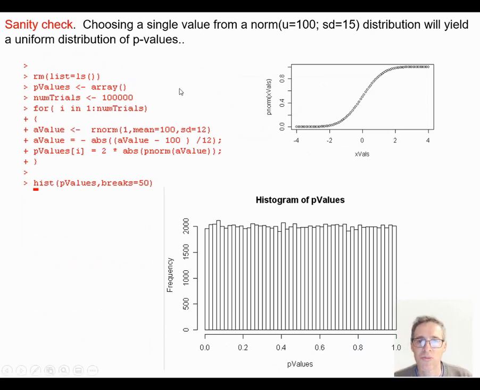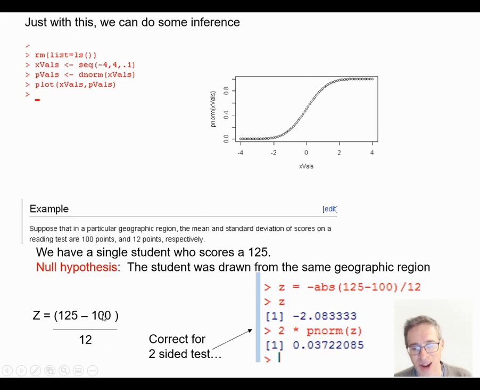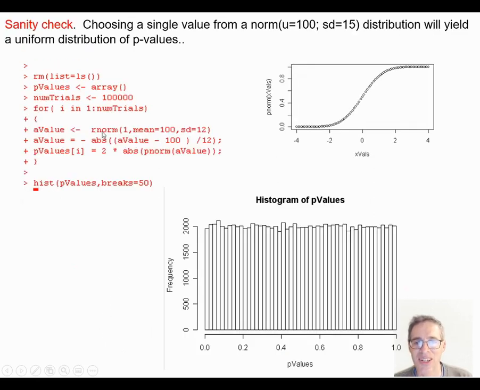Let's make sure that if we do this over and over again, we can generate a uniform distribution. Here I have 100,000 trials. I'm going to sample one student taking one exam from a mean of 100 and standard deviation of 12. Then I'm going to calculate the z-score, which is how many standard deviation units you are away: subtract off the mean, divide by the standard deviation. I'll make this a two-sided test.